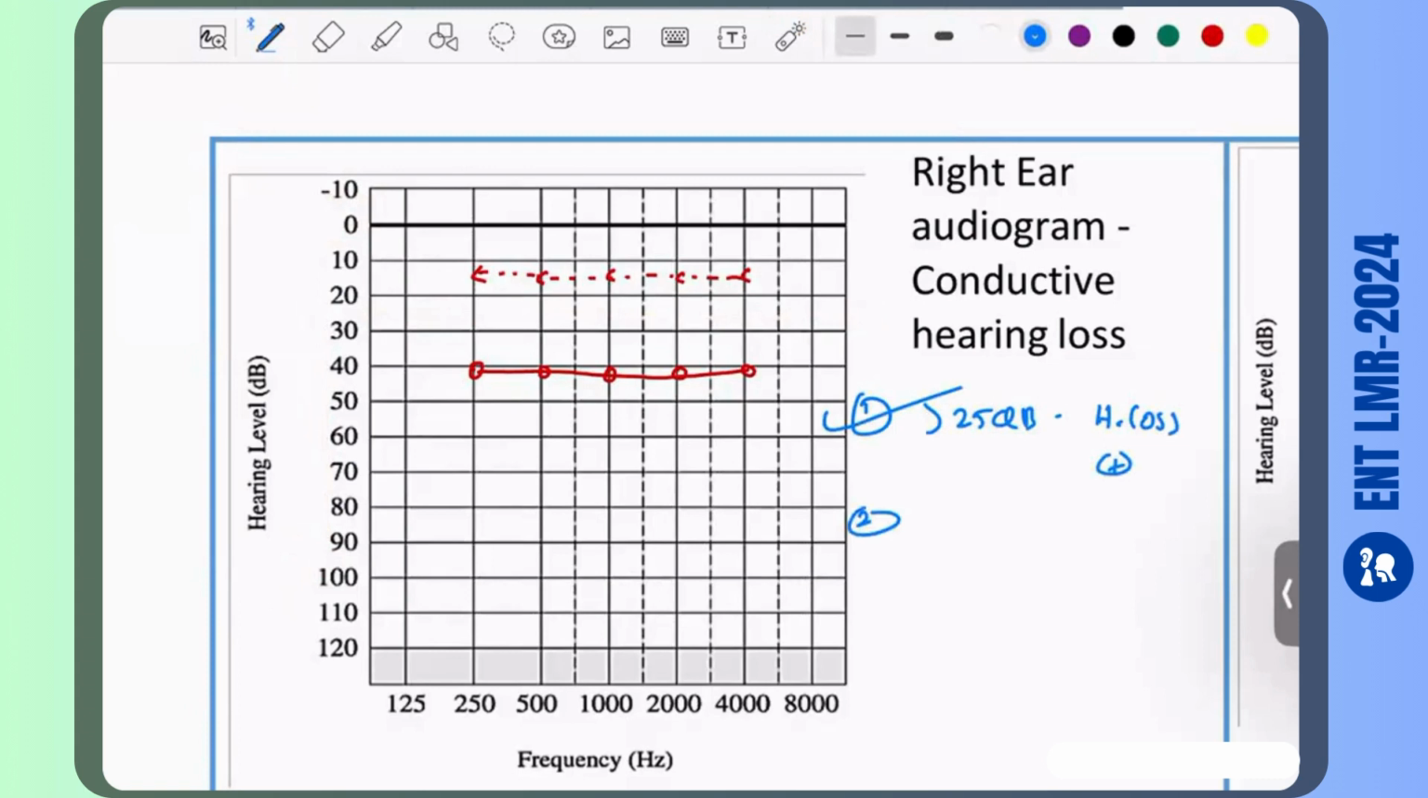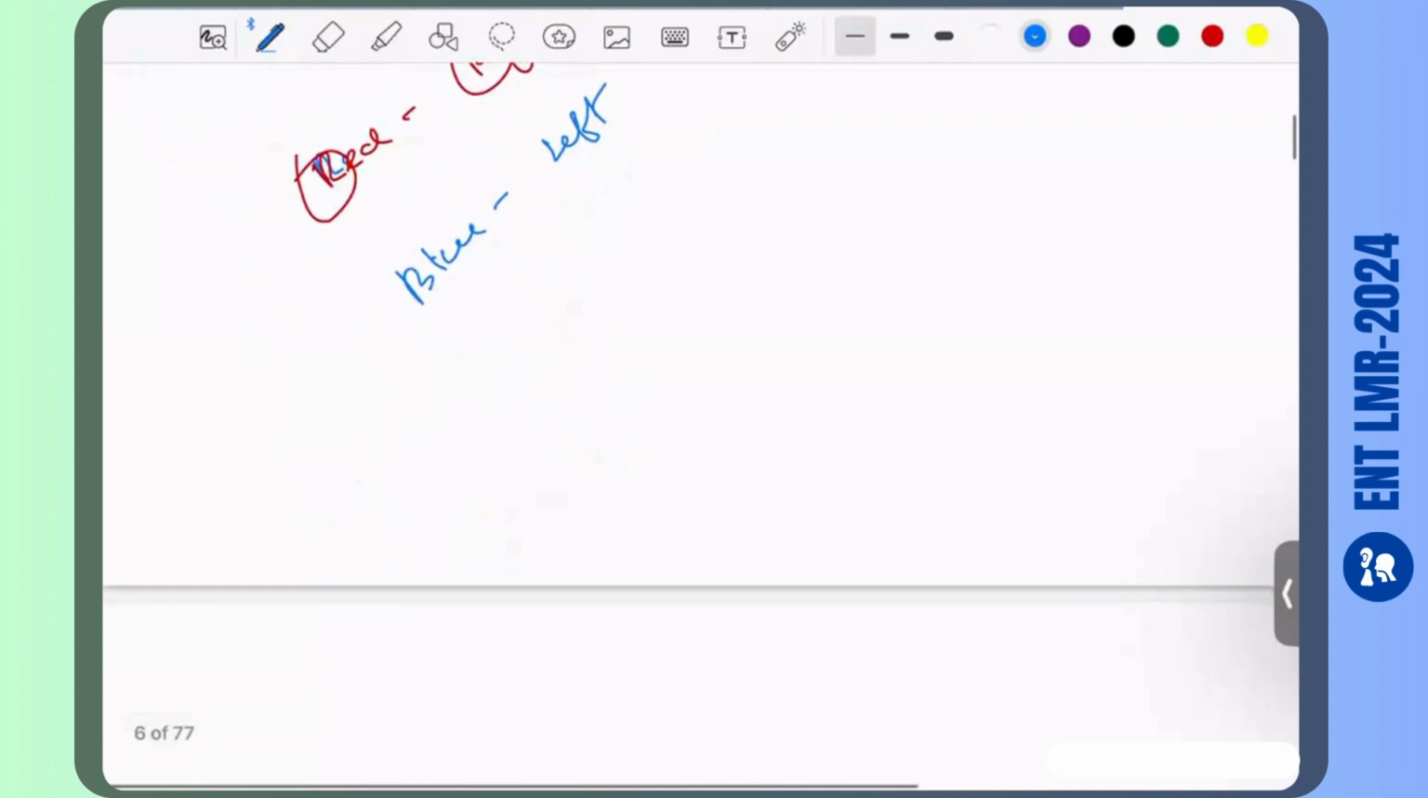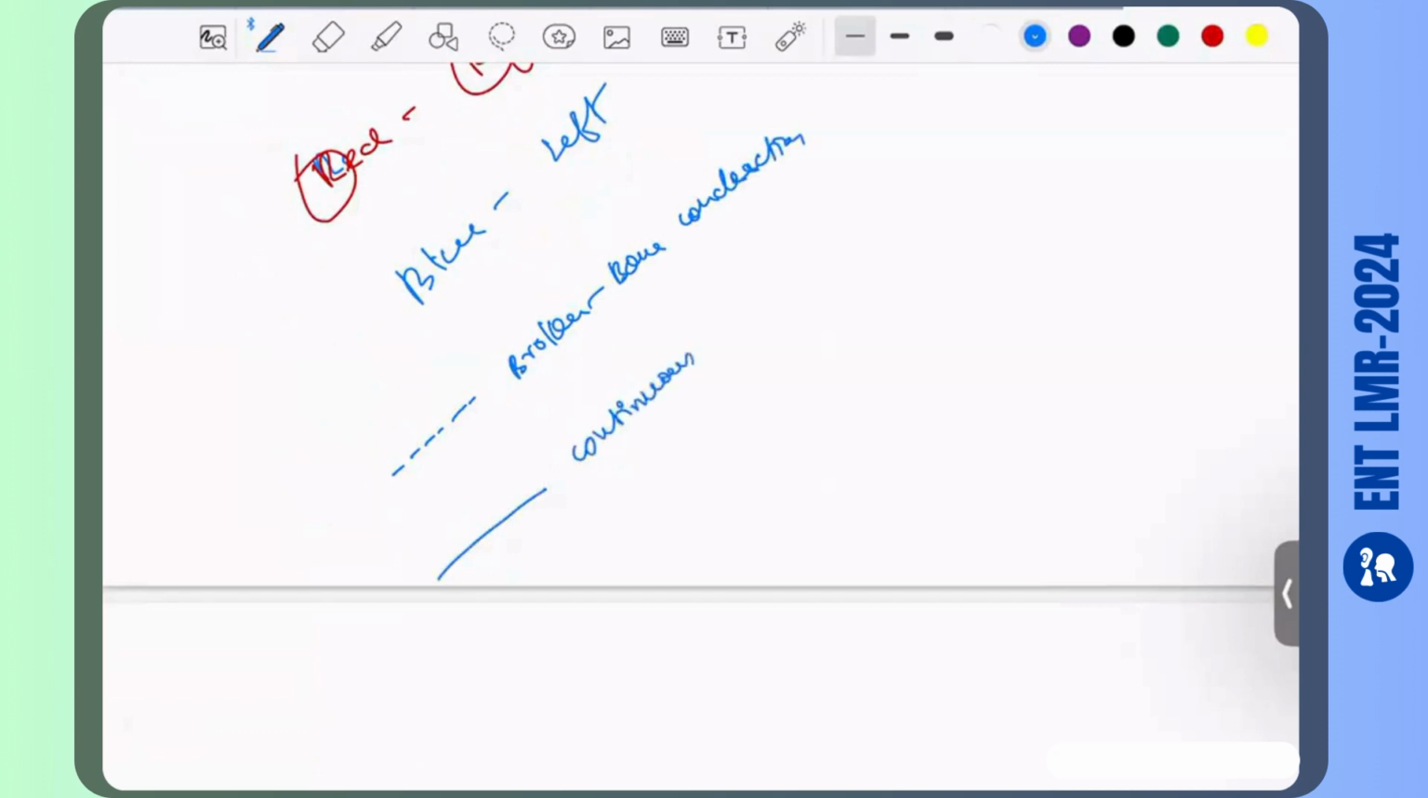The broken bone conduction line. The broken lines are bone conduction. This is a right-sided audiogram, red color. The broken lines are for bone conduction, and the continuous lines are for air conduction.